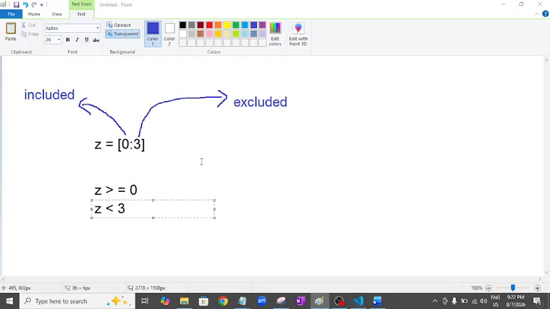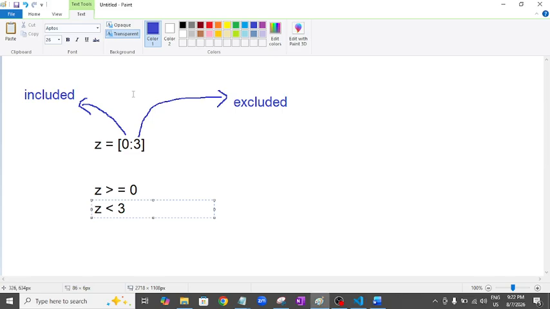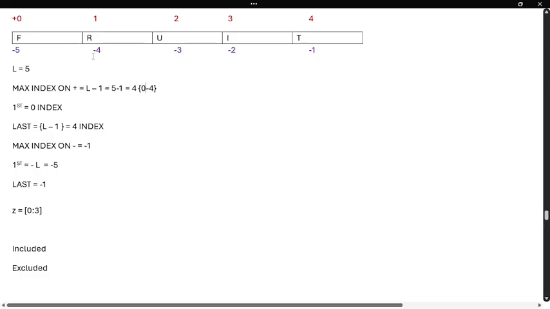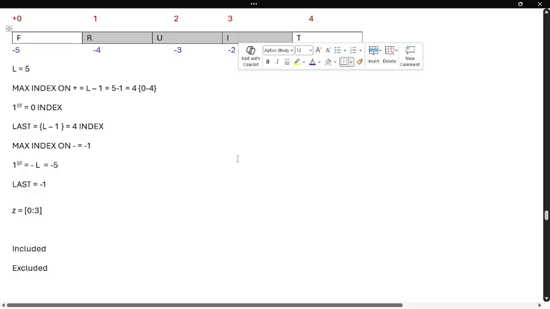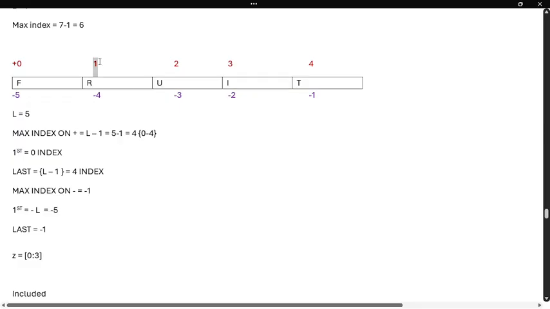Sir, you have given me all these examples. You said the first character is included, the last is not included, less than 1. Can I do one thing, sir? If I don't want to take the first character, but I want the second, third, and fourth characters, what can I do, sir? What is included, sir? One is included.